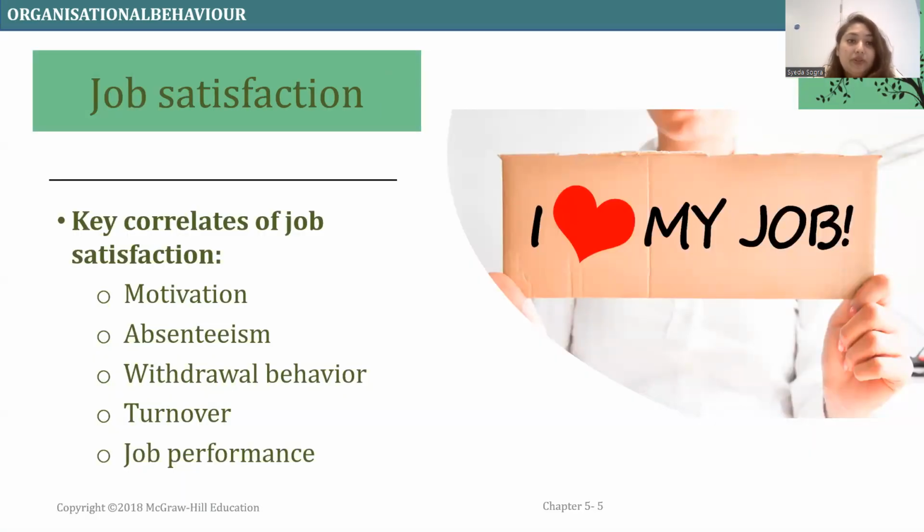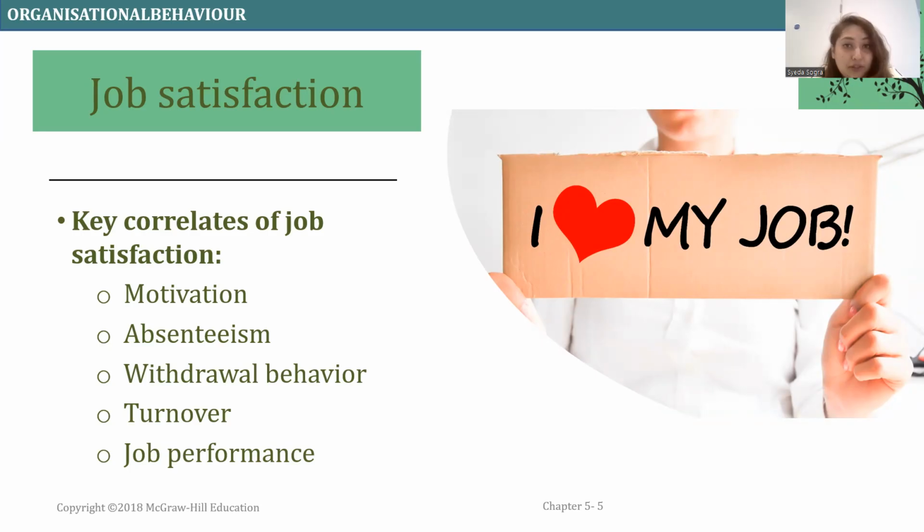There are some key correlates of job satisfaction. Motivation plays a vital role in job satisfaction. When employees are motivated, they tend to work well. Absenteeism is also a key indicator of job satisfaction. When employees are satisfied in their workplace, they have less absenteeism, and this works vice versa as well. Withdrawal behavior: when employees are motivated, this behavior tends to go down. They have less tendency of quitting the job.